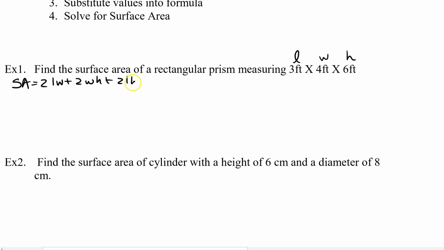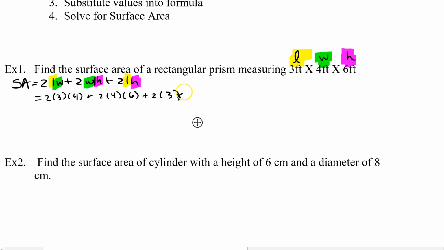Okay, so I said that length is going to be 3. So wherever I see an L, I'm going to write 3. And I said that width is 4, so wherever I see a W, I'm going to write a 4. And height is 6, so height and height. So I'm going to say 2 times 3 times 4 plus 2 times 4 times 6 plus 2 times 3 times 6.